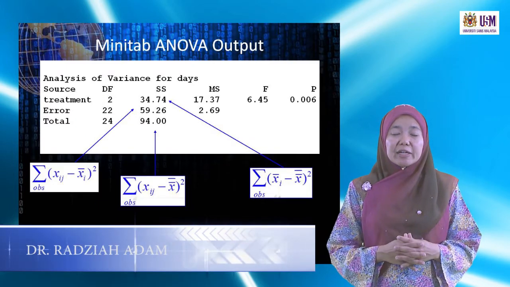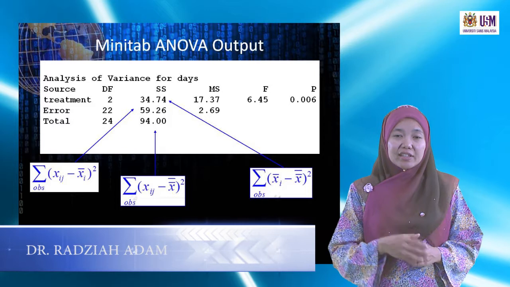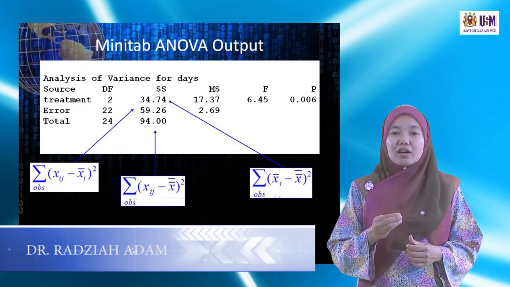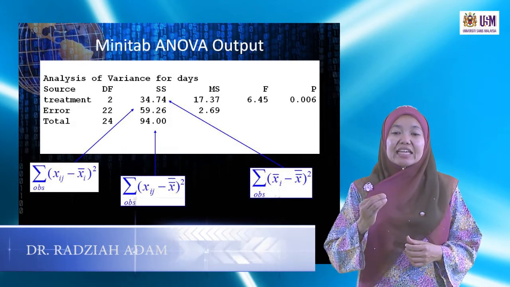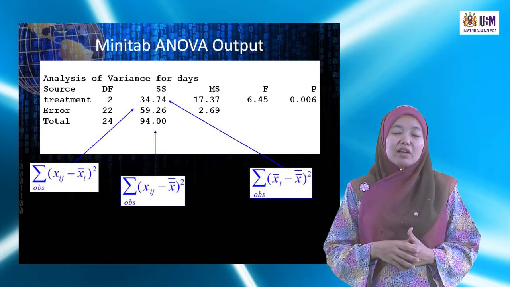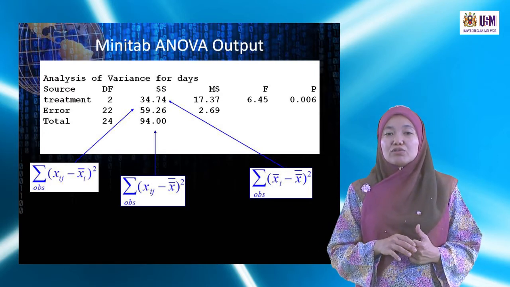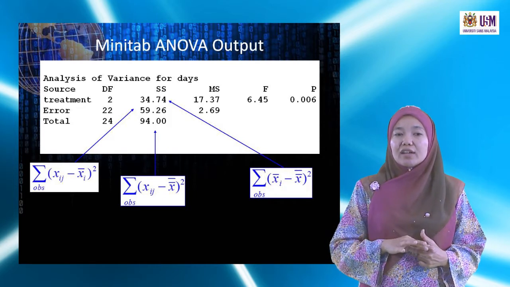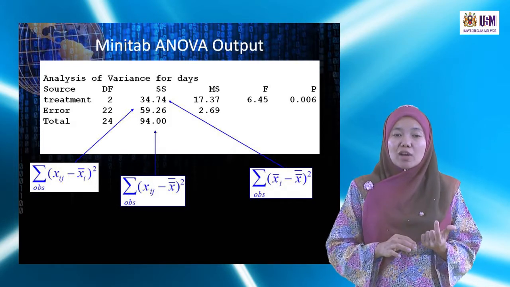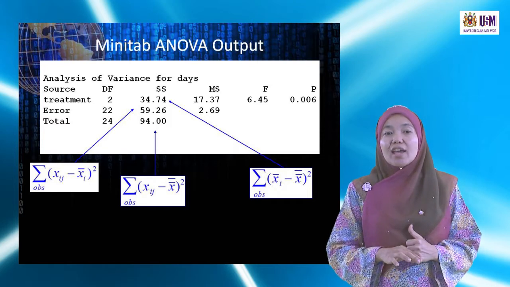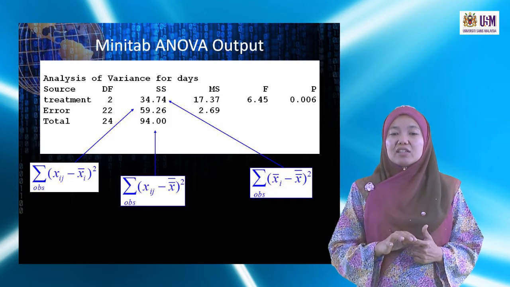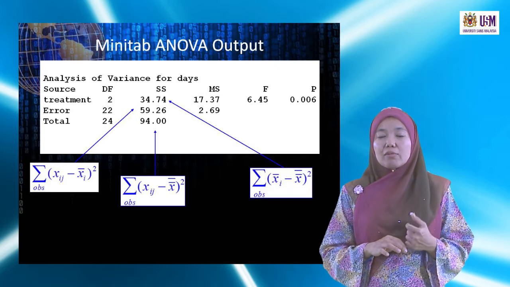For the same table that you saw earlier, I'm going to describe the calculation in terms of formulas. Remember, how do you calculate the sum of squares for treatments? You simply take each group mean, deduct the grand mean, or X double bar, take the square, and add up, so you should be able to get 34.74. As for the sum of squares for error, you take each value of X in the group, minus the mean of that group, take the square, and add up, so that will give you the sum of squares for error. As for the sum of squares for total, it's simply each X minus the grand mean, take the square and then add up all items.